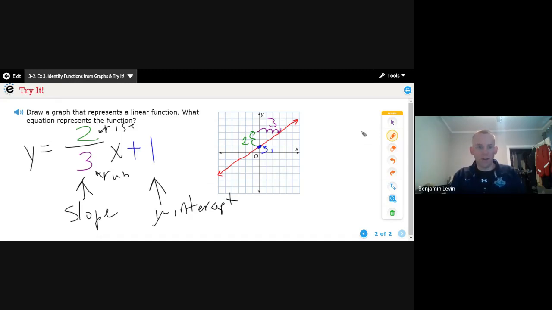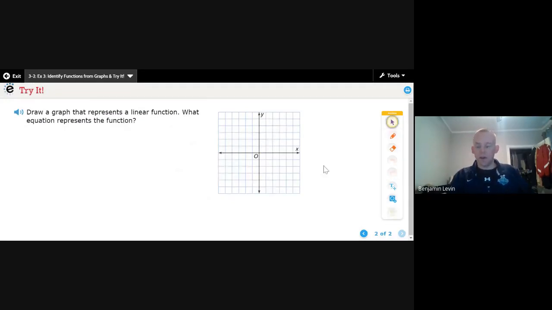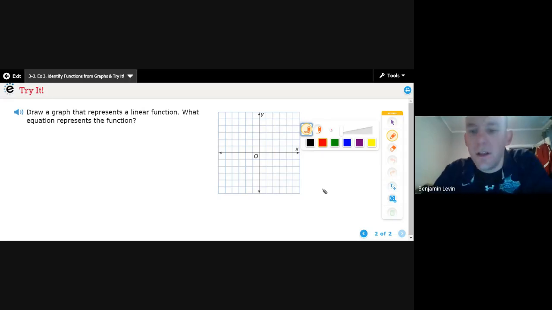I wish I could let you guys write on my screen, but I don't have the capability to do that, unfortunately, because I would let you guys try it and see what you get. But let me just hit the delete button and let's draw another one.